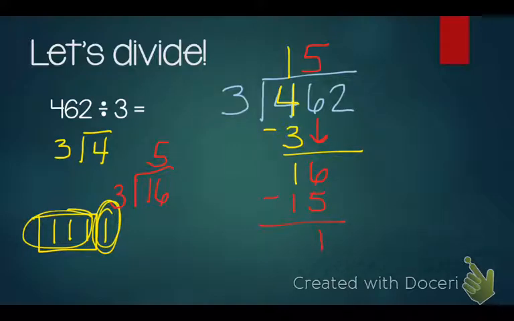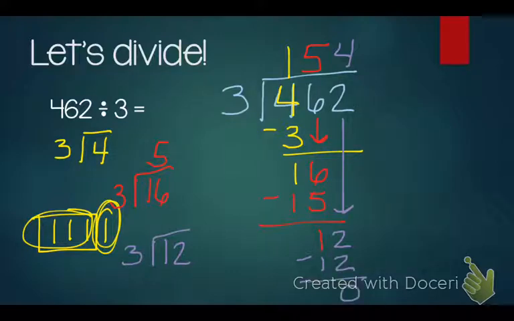I'm still not done because I have that last number, and I'm going to bring that one all the way down. Now I want to ask myself, what is 12 divided by 3? Well, 12 divided by 3 is 4. 4 times 3 is 12. So because 4 times 3 gives me 12, I'm going to subtract 12 minus 12, and I'm left over with nothing. So 462 divided by 3 is 154.